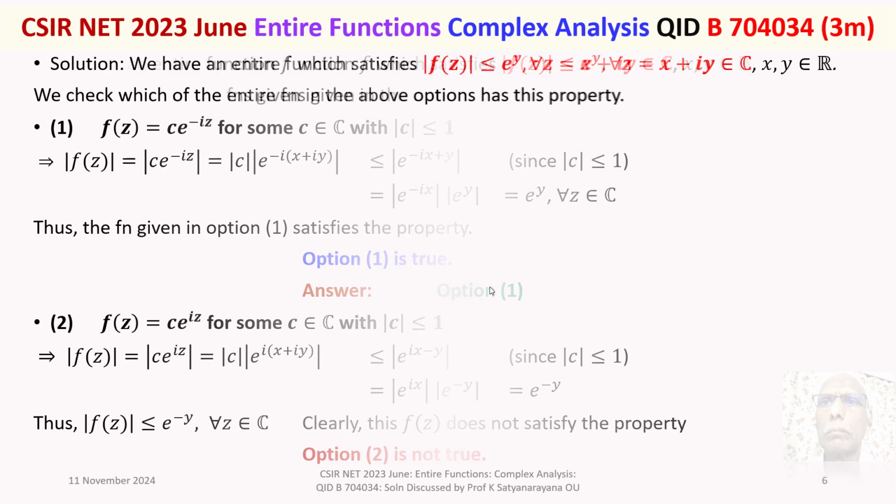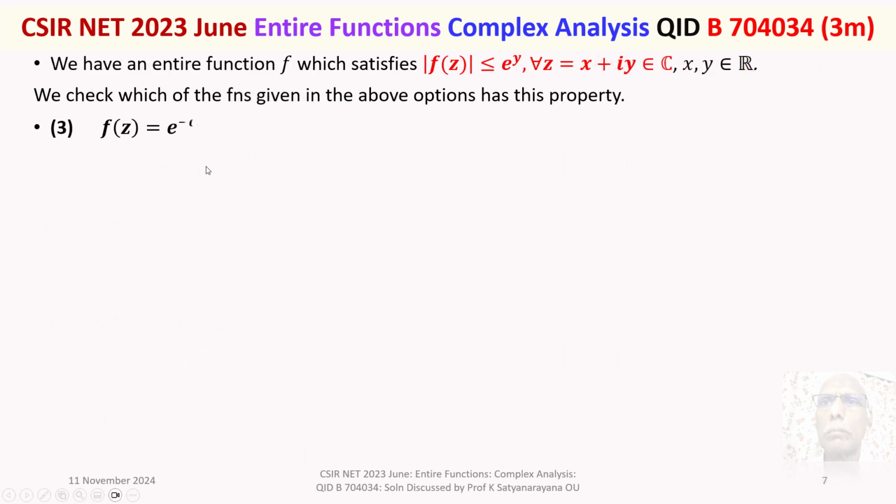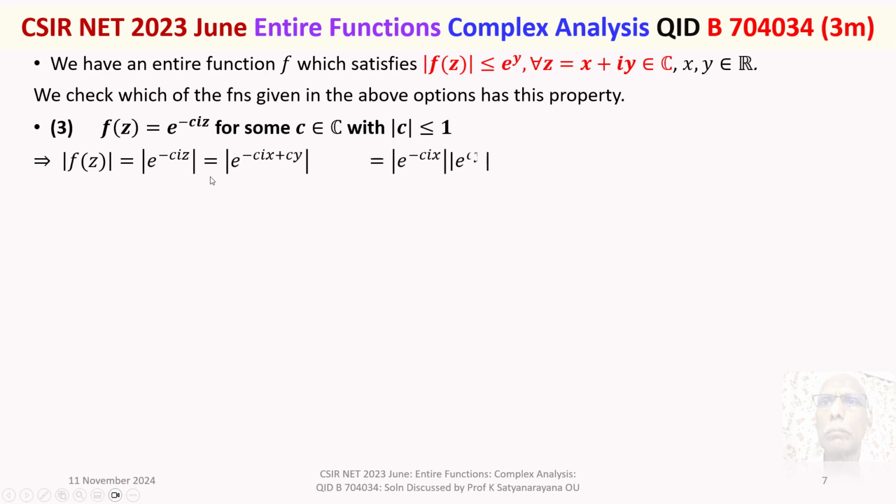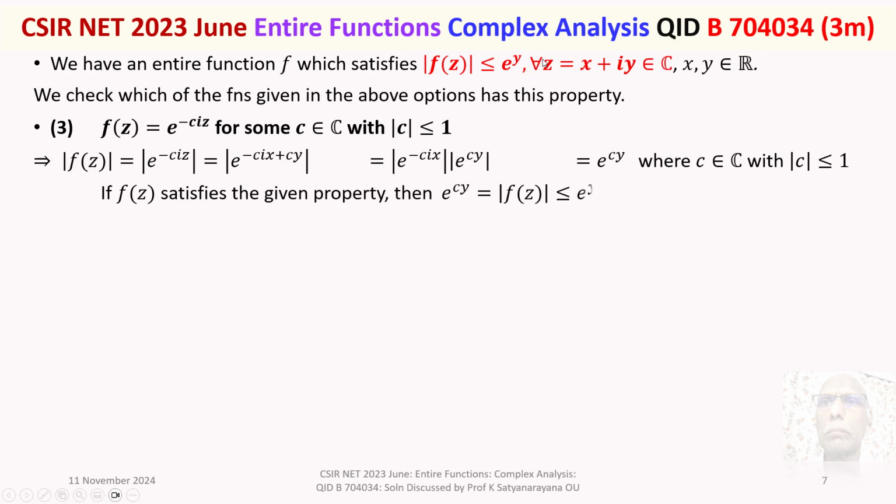Let's now move on to the third option. f(z) is equal to e to the power of −ciz for some c belonging to C with mod c less than or equal to 1. Take the modulus, work out, and this comes out to be e to the power of cy, where c belongs to the set of complex numbers with mod c less than or equal to 1. Now, if f(z) satisfies the given property, then e to the power of cy is equal to the modulus of f(z).